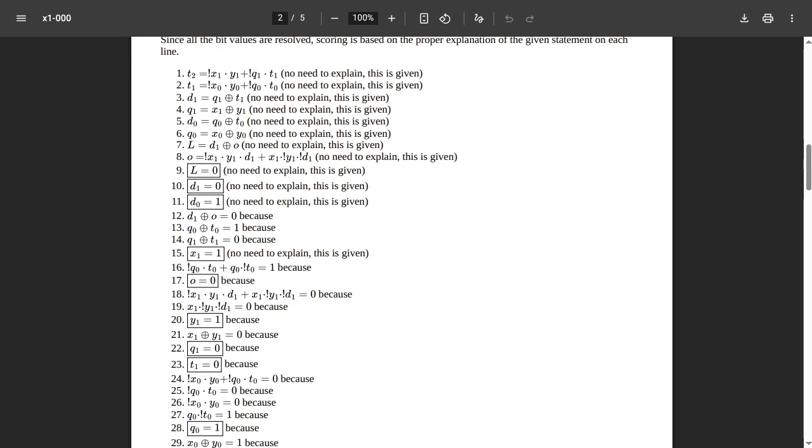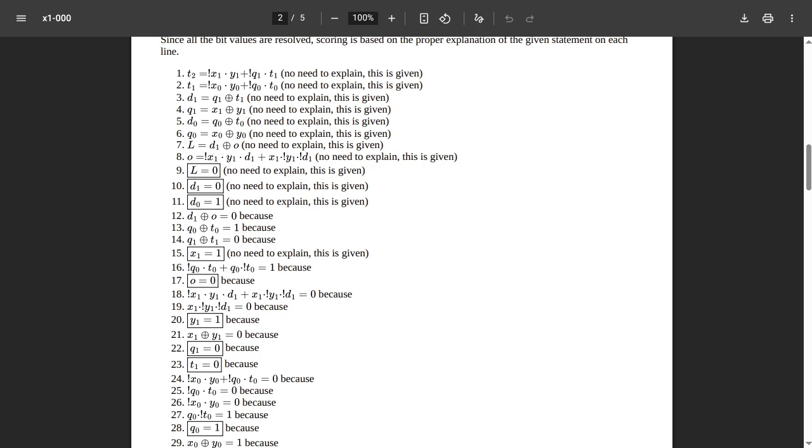14 and 22. So 14 and 22. Yep, that will work too. All right, 23. So 23 is saying T1 is a 0.